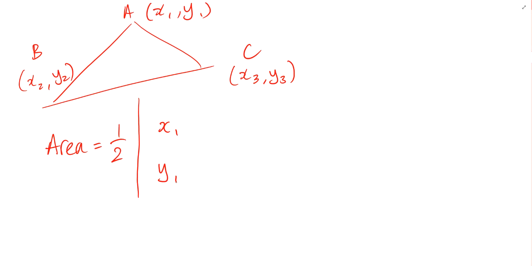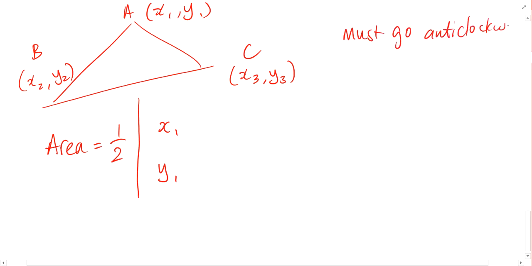So x1, y1. Now I need the coordinates of another point. Which point do you want me to choose? x2, y2 or x3, y3? Does it matter? Yes, it matters. You must go anti-clockwise. Okay? You get to experiment with what happens if I go clockwise. You get to try it for yourself. But I'm telling you, you must go anti-clockwise.